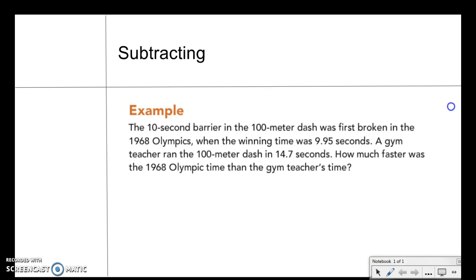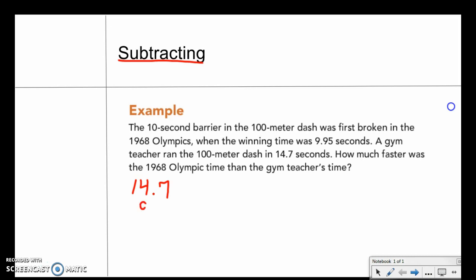So the Olympic time was 9.95 seconds. That's pretty fast. So go ahead and put down what you see, what you know. We know, of course we're subtracting because I told you right here, but we know we're trying to find the difference between the speeds. And when you're trying to find the difference, you're going to be subtracting. Go to your larger number, which is 14.7. You want to also bring down your 9.95.